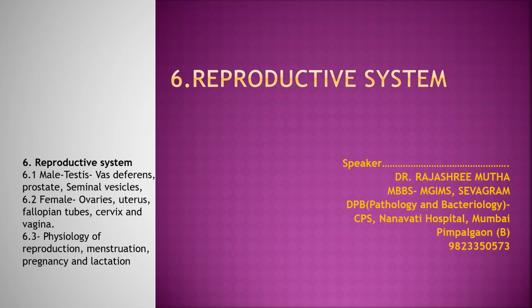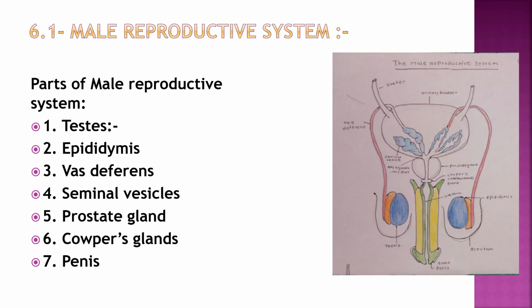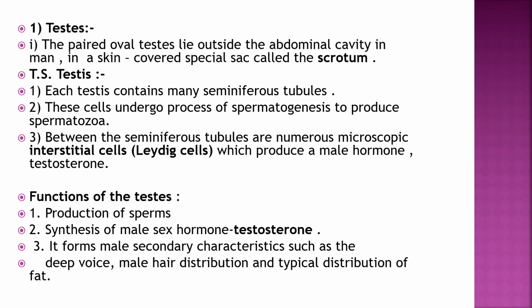Today we are going to study the male reproductive system. In this diagram you can see the male reproductive system: testes, epididymis, vas deferens, seminal vesicles, prostate gland, Cowper's gland, and penis. So let's study each in detail.